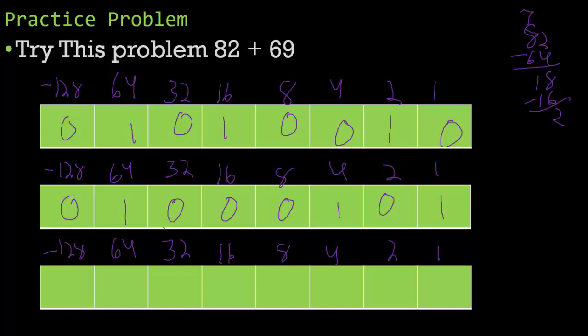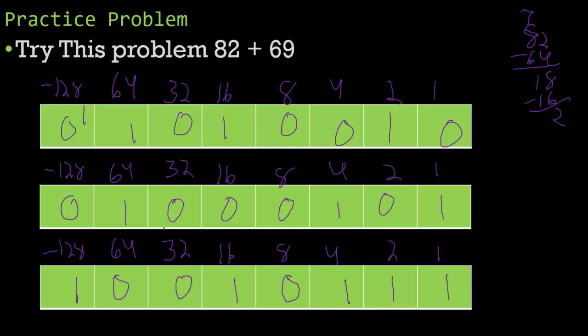We have 0 plus 1, which is 1. 1 plus 0, which is 1. 0 plus 1, which is 1. 0 plus 0, which is 0. 1 plus 0, which is 1. 0 plus 0, which is 0. 1 plus 1, which is a 0. We carry the 1. And 1 plus 0 is 1.